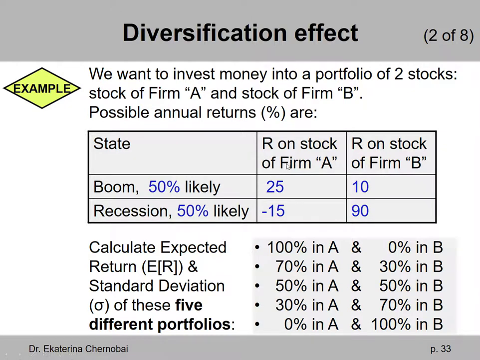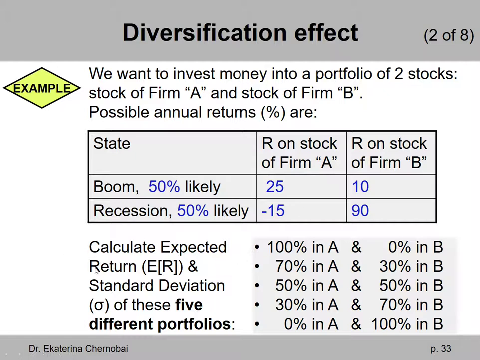Stock A, 25% return in boom, negative 15% return in recession. Stock B, 10% in boom, 90% in recession. Normally, we would also be given the weights of A and B. We don't know the weights, we just know the returns and the probabilities of the possible outcomes. So what are we going to do about the weights?